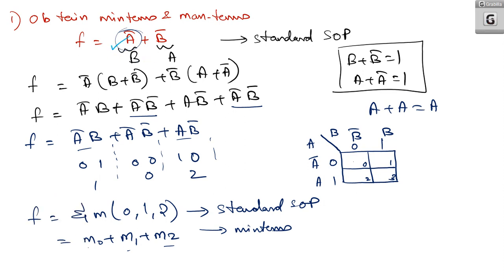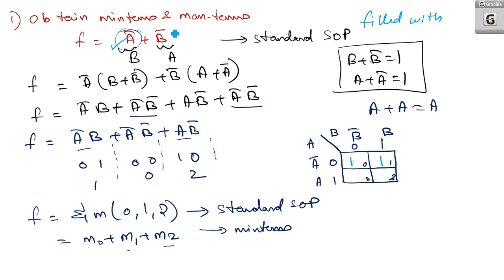If it is A bar only, the row or column which contains A bar as an element should be filled with 1. Because here f is equal to A bar or B bar. That means A bar is 1. That means each term in an SOP form or standard SOP form is considered to be 1. So A bar is 1. That means A bar is in the first row. So you can write this term is 1 as well as this term is 1.